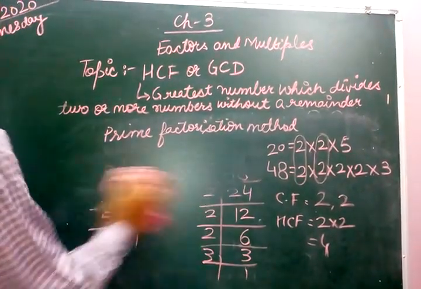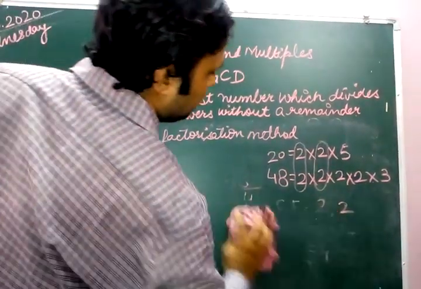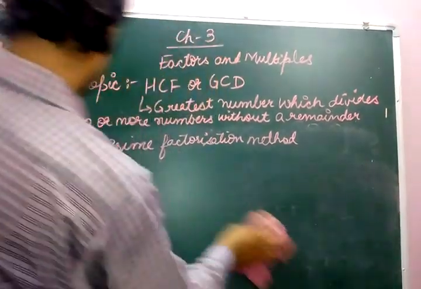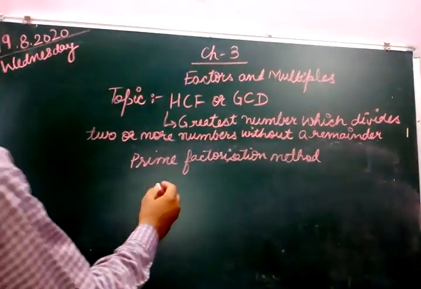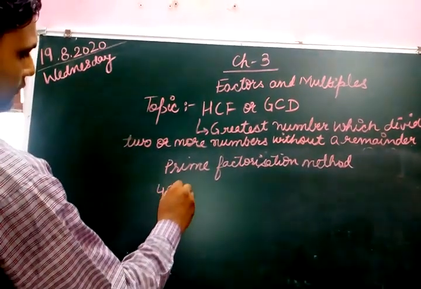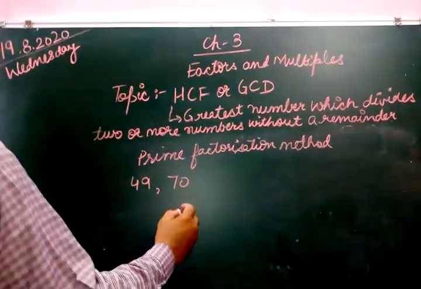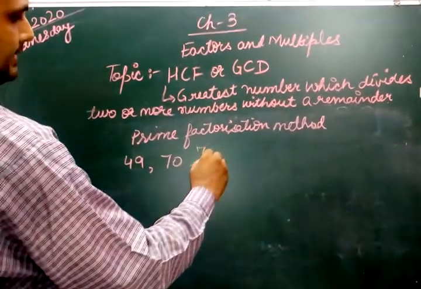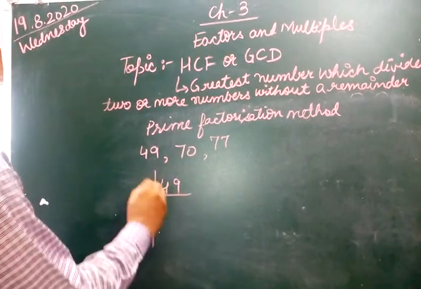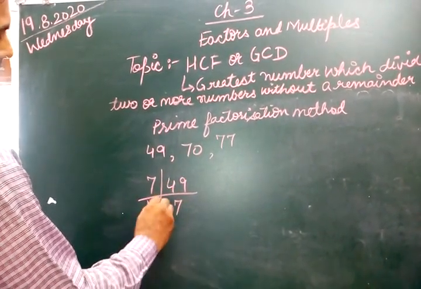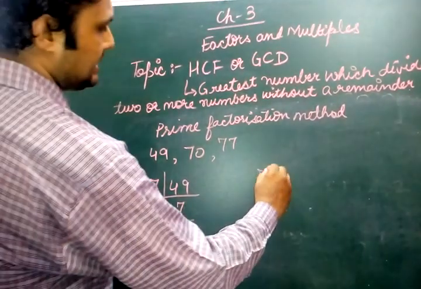Now let's take another example: 49, 70, 77. For 49, 7 times 7, we get 1. Then 70.